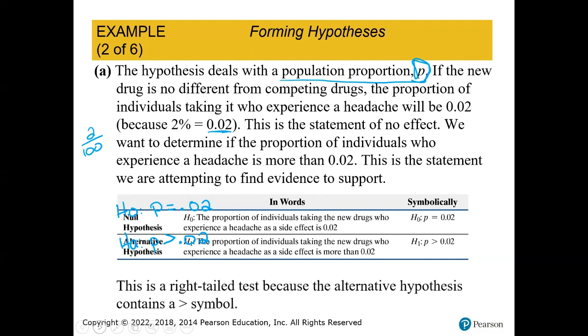This is a right-tailed test because the alternative hypothesis contains a greater than symbol. So a right-tailed proportion test.